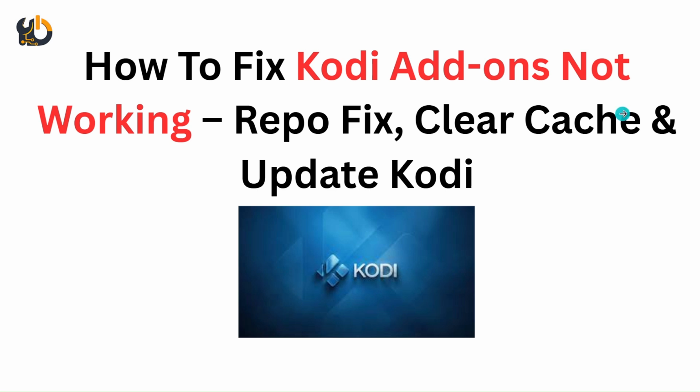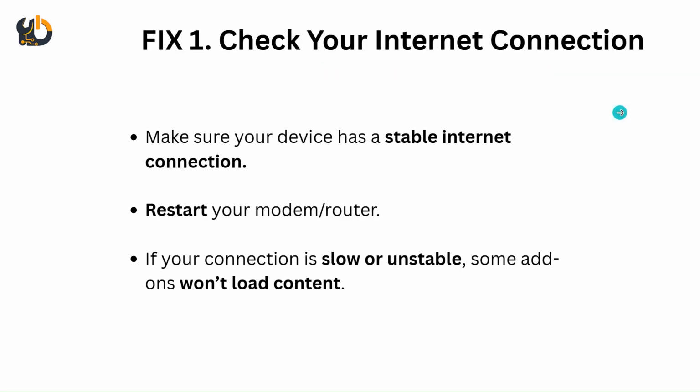In this video we are going to talk about how to fix Kodi add-on not working, repo fix, clear cache and update Kodi. Fix 1. Check your internet connection. You just have to make sure your device has a stable internet connection, or you can restart your router or modem. If the connection is slow or unstable, some add-ons on Kodi won't load content.